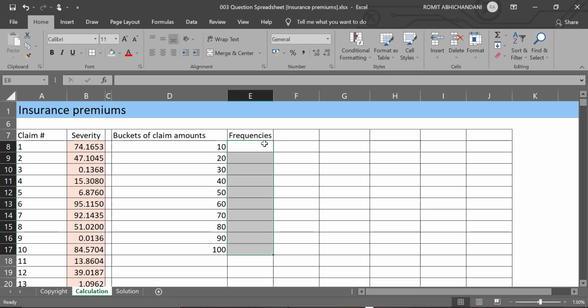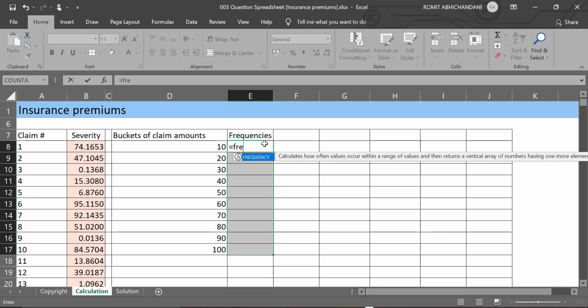What you do is, first of all, you select the entire range where you want these frequencies, right? So you select the entire range and then you write the formula equal to frequency. Mind that you have to select the entire range and you can't just select the first cell. Now there are two arguments to it. The first one is data array and the second one is bins array. Bins are basically the buckets that I have made here, and the data is the severity data.